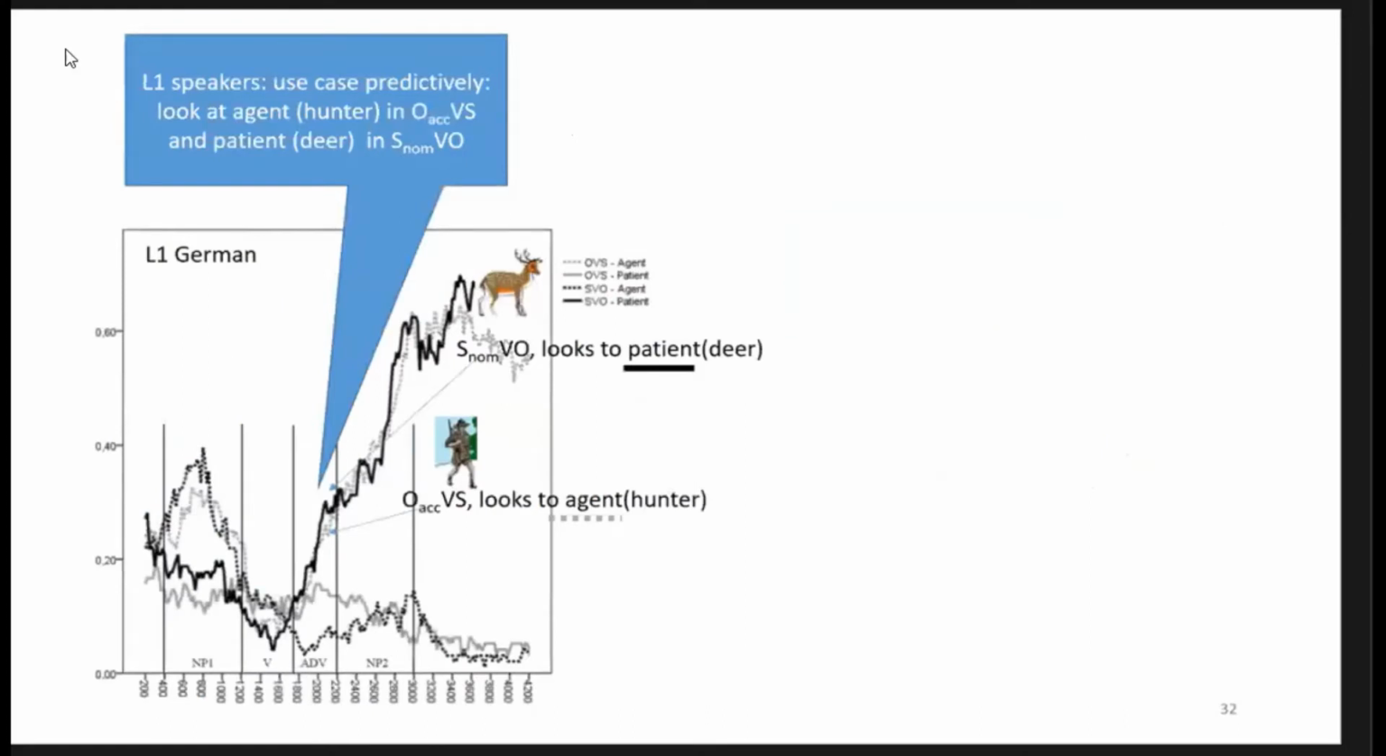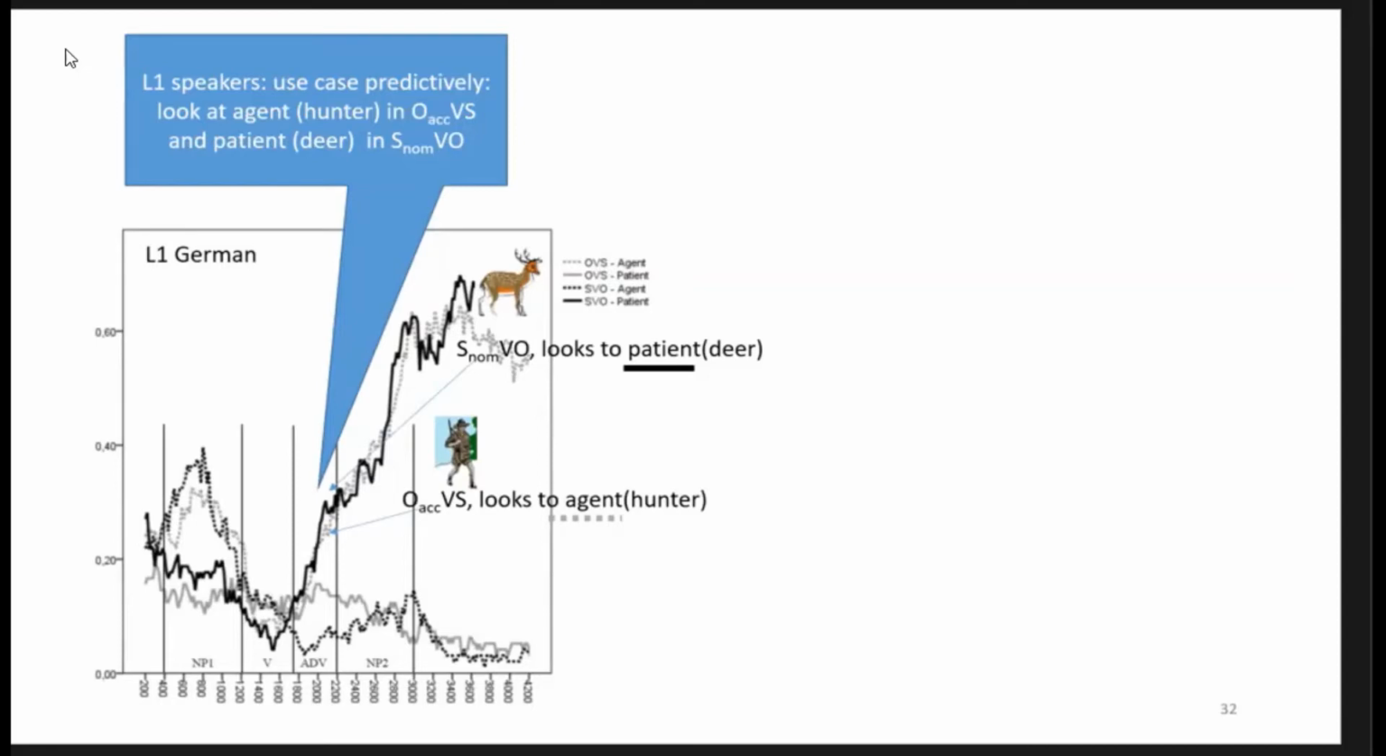So this is a really complicated graph, but if you look at the two lines going up, these are exactly the predictions that I just sketched. The thick solid line is for the nominative first condition, and those are the looks to the patient, to the deer. The dotted line underneath is the accusative first condition, and those are the looks to the hunter. So you see that very early on, slightly after the verb where you see the adverb, the native German speakers already moved their eyes to the correct target object.